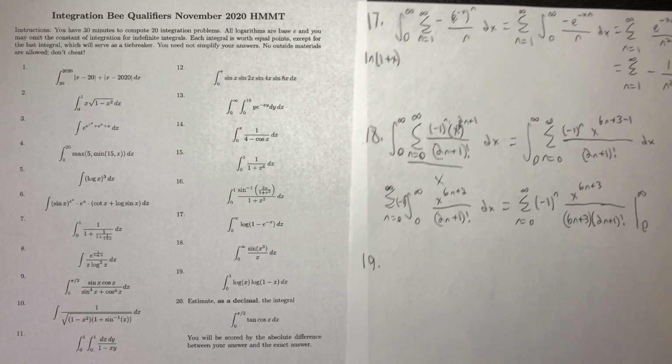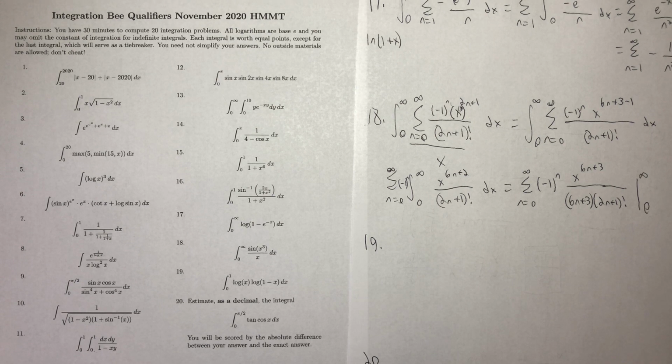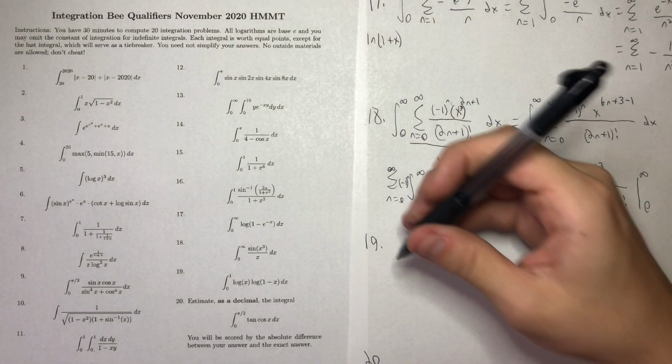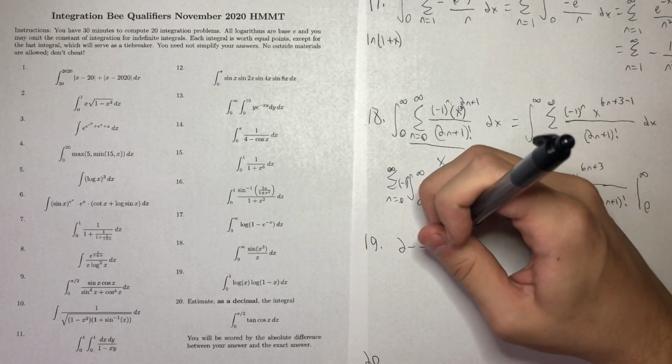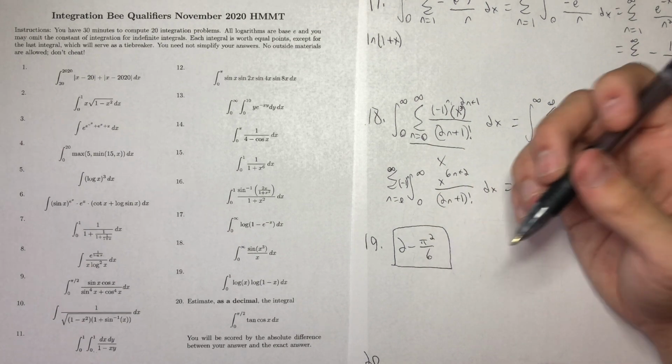So moving on to question number 19, we have the integral from 0 to 1 of log of x times log of 1 minus x dx. And I've actually already done a video on this channel on this problem. And it's actually very lucky because when I took this competition, I'd done this YouTube video a couple days before, so I actually remembered the answer. And the answer to this problem is 2 minus pi squared over 6. So if you want to learn where that comes from, you can go check out that previous video. It'll be linked in the description.